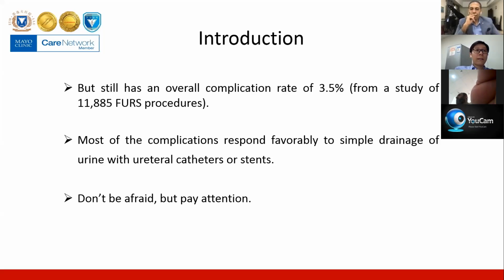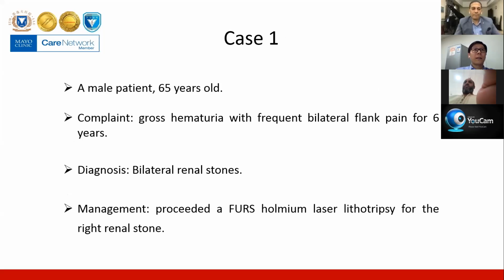Okay, let's start with the first case. It's a 65-year-old male patient. He complained about gross hematuria and frequent bilateral flank pain that bothered him for 6 years. We gave him an abdominal CT scan and some routine blood and urine tests. And then we confirmed the diagnosis of bilateral renal stones. So finally, we suggested he undergo flexible ureteroscopy holmium laser lithotripsy for the right renal stone, and proceeded.